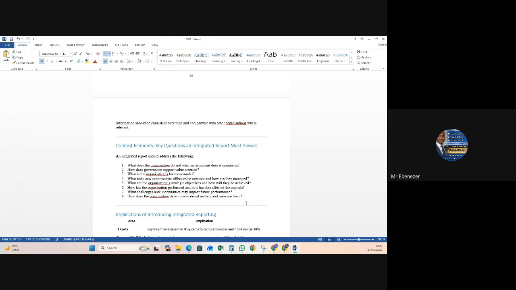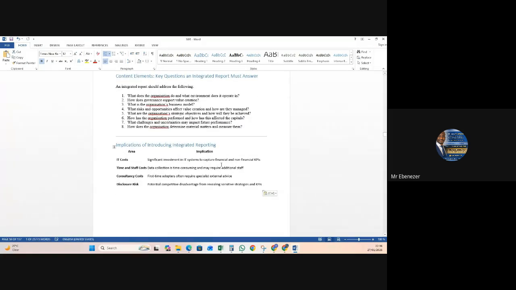Now, the key questions that must be answered in an integrated report are: what does the organization do? What type of environment does it operate in? How does governance support value creation? What is the organization's business model? The opportunities, and how the opportunities affect value creation and how they are being managed. The organization's strategic objectives, its performance, the uncertainties it might face in the future, and how the organization determines material matters and measures them. So that is it, and these are the things we have there.